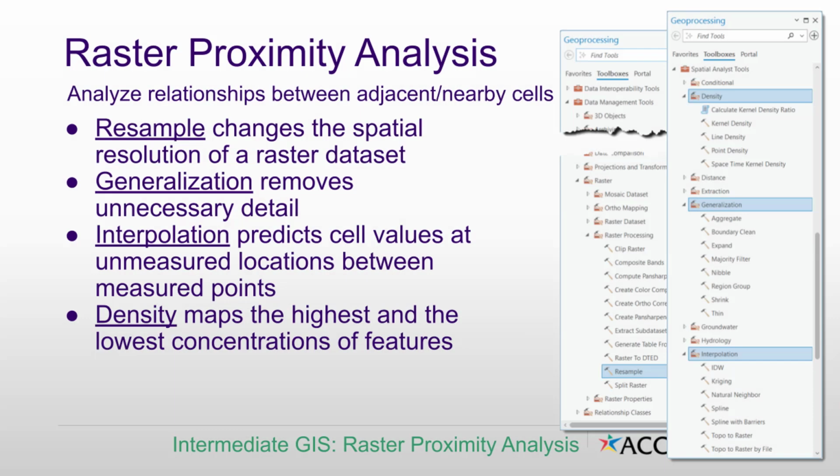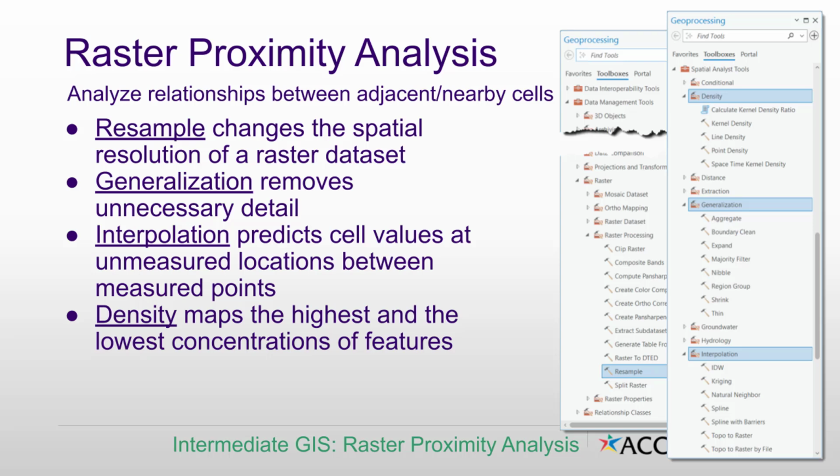Now let's talk about raster proximity analysis, where we analyze relationships between adjacent and nearby cells. We can categorize raster proximity analysis into four general categories: resample, generalization, interpolation, and density. Resample changes the spatial resolution of a raster dataset, and you can find the resample tool in the data management tools toolbox in the raster processing tool set.